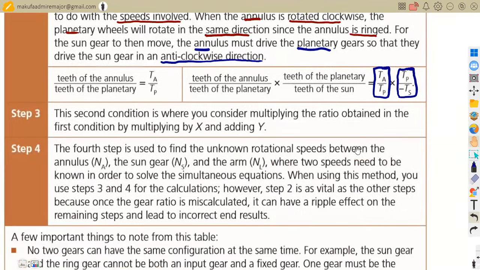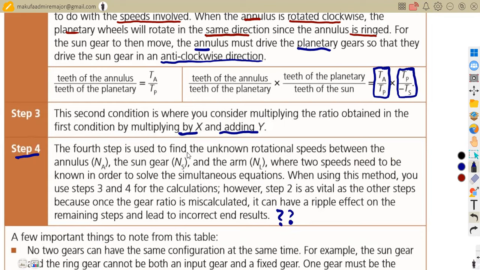Then we shall have a condition whereby you are supposed to multiply by X the values that you get and add Y on whatever ratio that you obtained before. Then the last part is on the stages that you are given. This is something that you are given from your exam question. This is the stage that you're going to involve depending on the speeds that you're given.